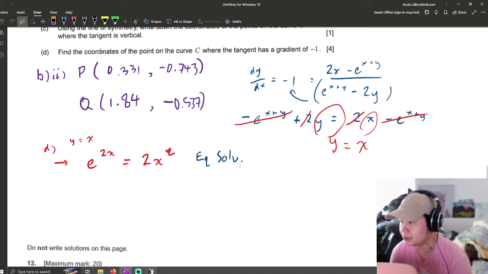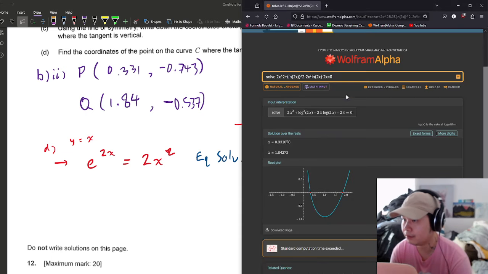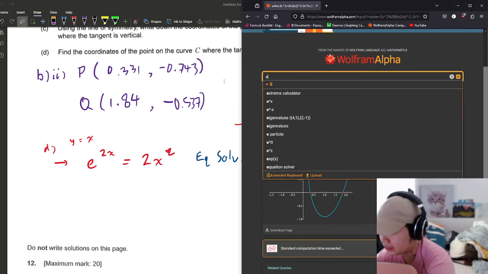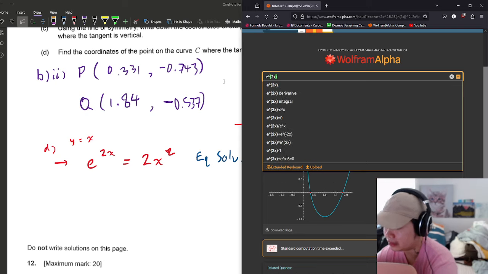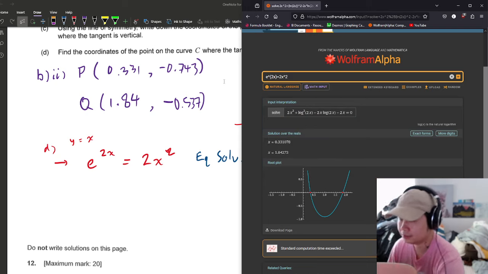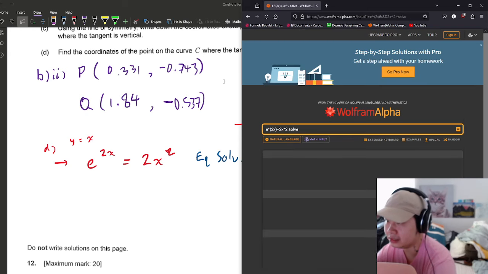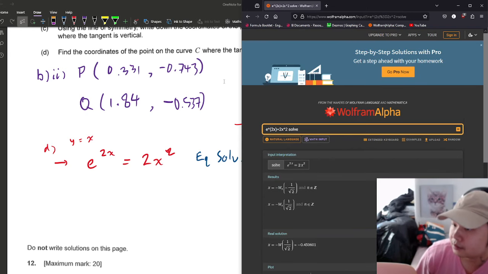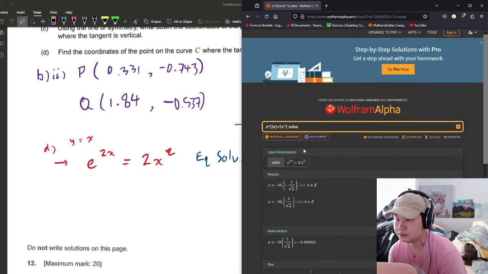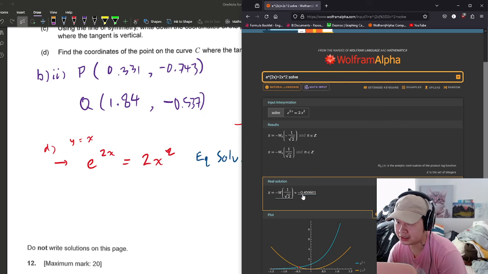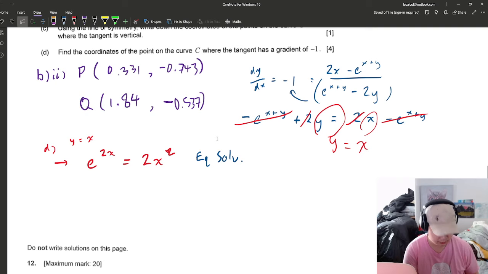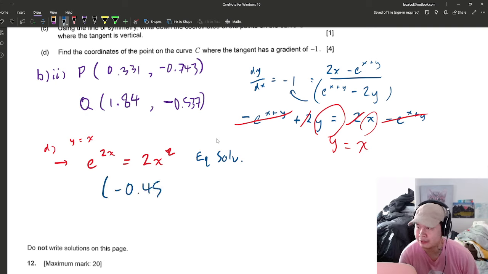So back to Wolfram. So e to the power of 2x is equal to 2x squared, and then solve. And here's your real solution, negative 0.451. So your coordinate is negative 0.451, and then we know that y is the same value. And then you're done.